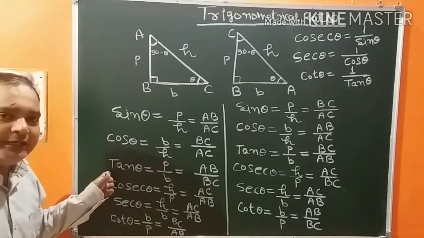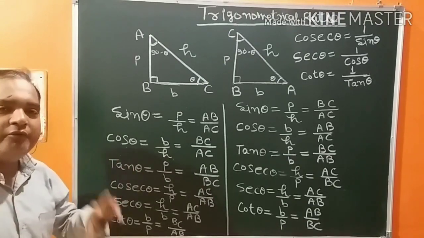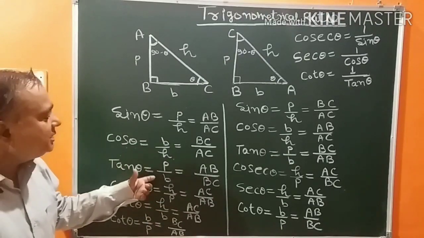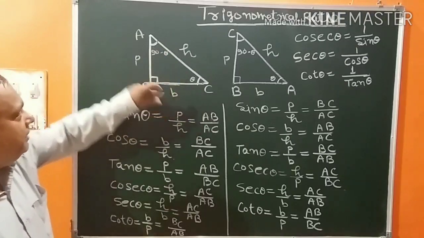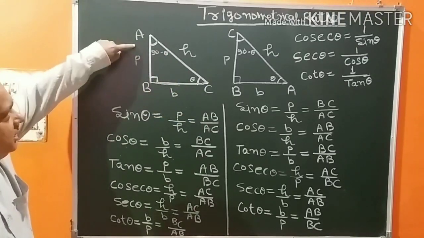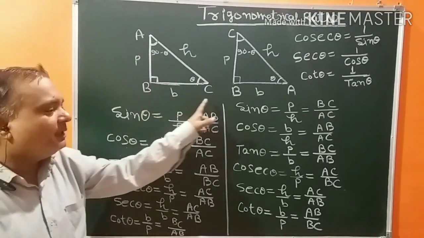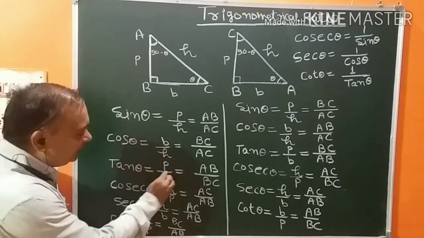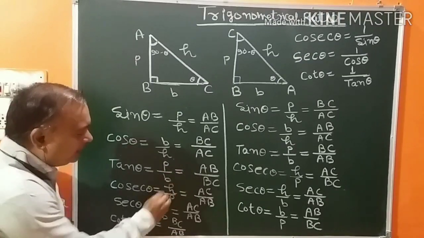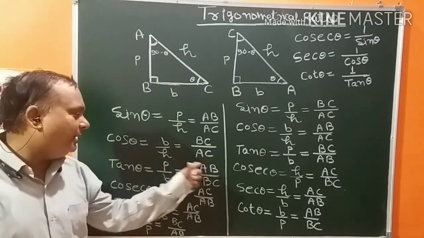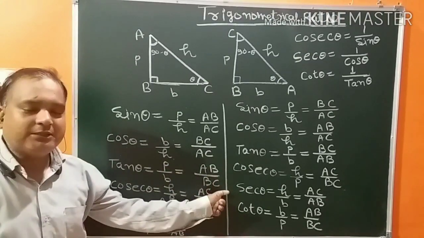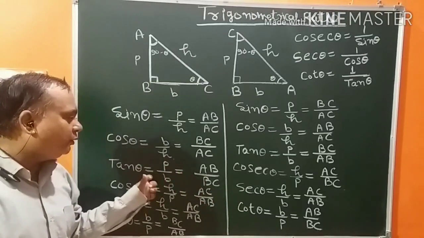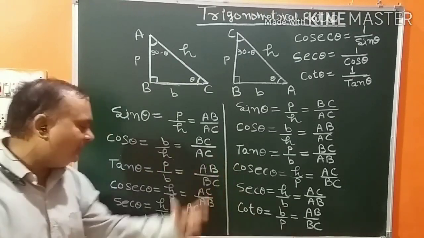The next function is tan theta, meaning tan of angle theta. It is the ratio of perpendicular to the base. The perpendicular is AB and the base is BC. So we can write tan of angle theta equal to perpendicular upon base, where the perpendicular is AB and the base is BC. So we will write tan theta equal to AB upon BC.